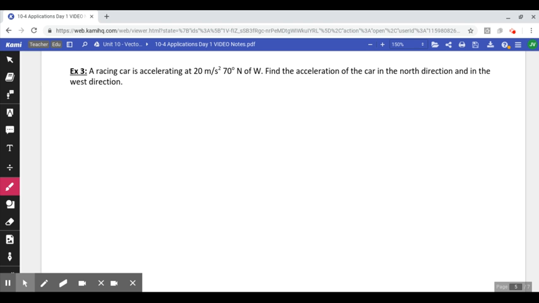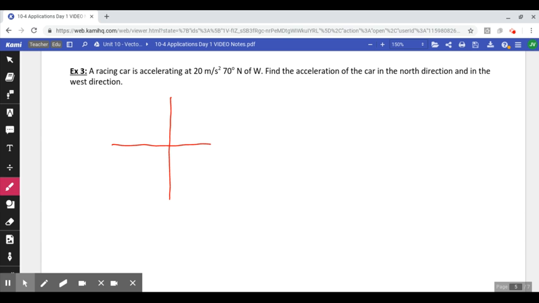In example 3, we have a racing car that's accelerating at 20 meters per second squared, 70 degrees north of west. And we're asked to find the acceleration of the car in the north and in the west direction. To do that, let's just make a quick coordinate plane here.